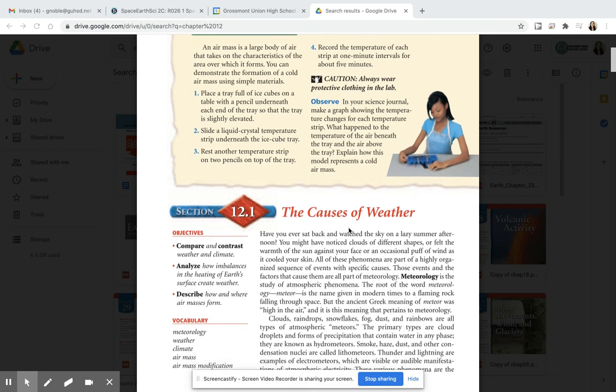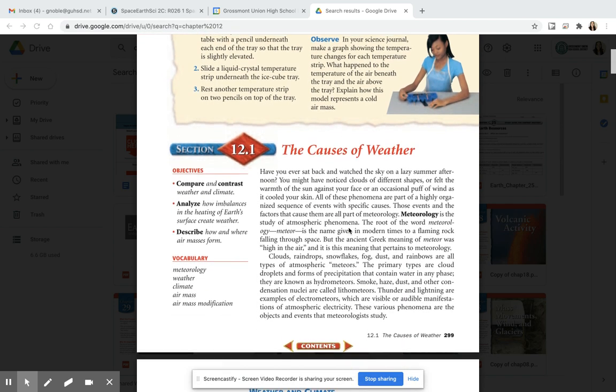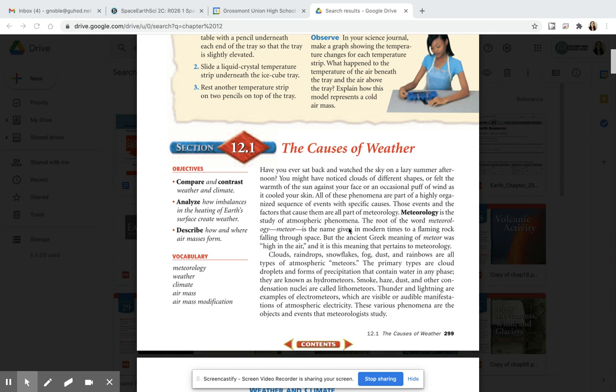We'll be reading Chapter 12, Section 1, The Causes of Weather. Have you ever sat back and watched the sky on a lazy summer afternoon? You might have noticed clouds of different shapes, or felt the warmth of the sun against your face, or an occasional puff of wind as it cooled your skin. All of these phenomena are part of a highly organized sequence of events with specific causes.